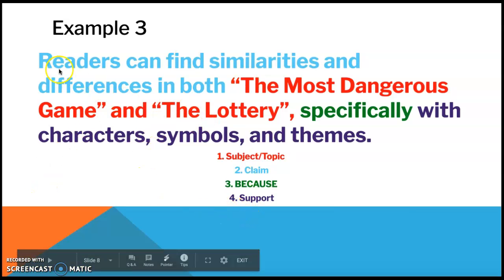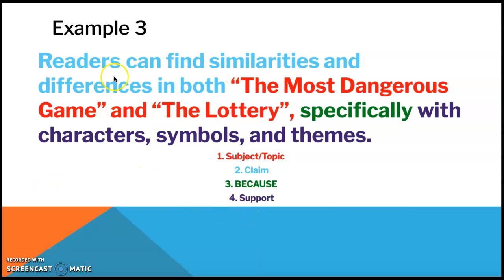Let's go ahead and go over it. The claim is that readers can find similarities and differences. The topics are The Most Dangerous Game and The Lottery. We don't have a "because" here, but this specifically pretty much serves the same purpose. And then our support is: body paragraph 1 would be about characters, body paragraph 2 would be about symbols, and body paragraph 3 would be about themes.